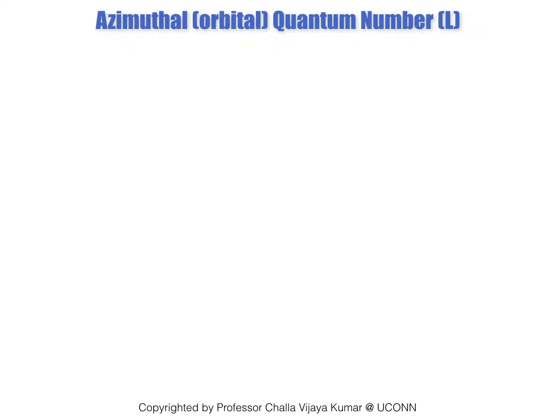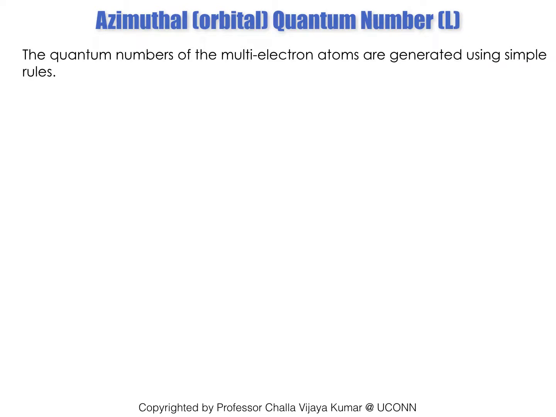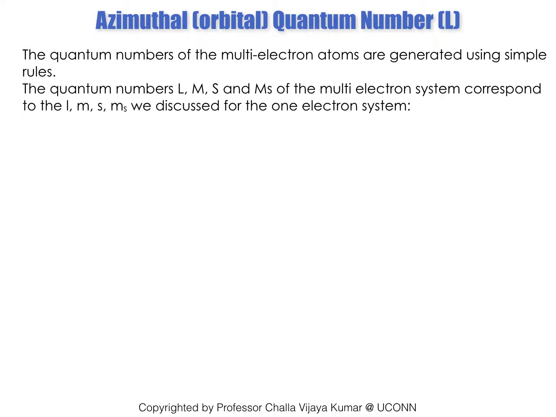And so first, we're going to define the orbital angular momentum quantum number. It's also called the azimuthal quantum number for the multi-electron system, and is denoted with capital L. So the quantum numbers of these multi-electron systems are generated by simple rules. We don't want to memorize these rules, but we will take examples and try to familiarize ourselves with the rules. The quantum numbers for the multi-electron systems are uppercase L, M, S, and MS.